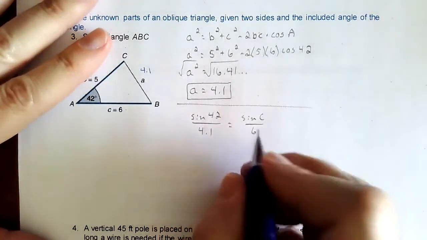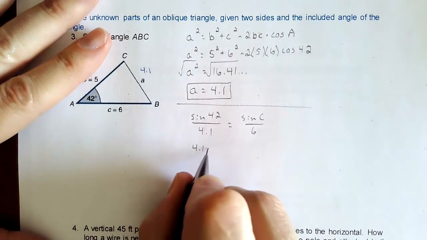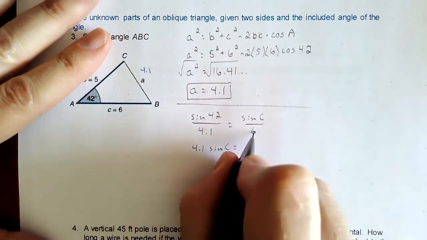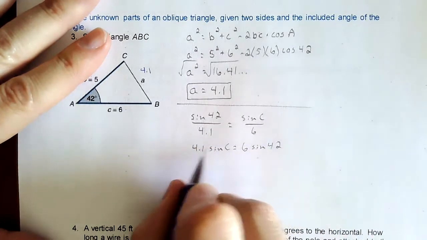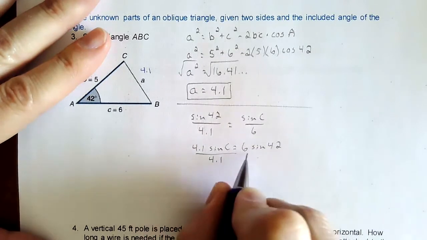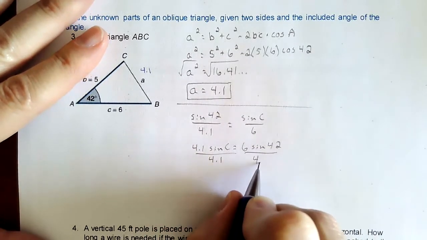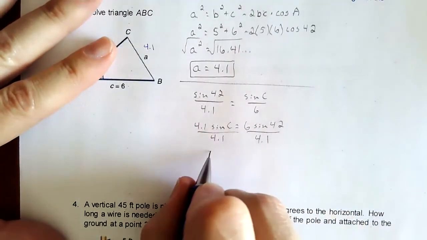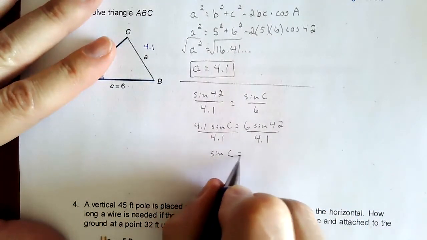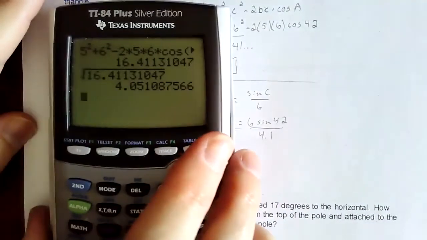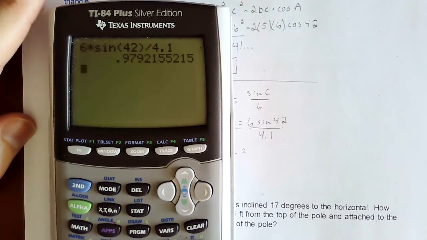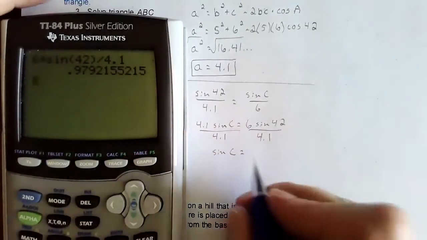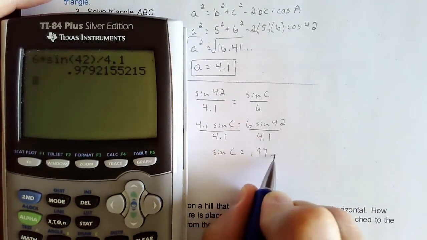All right, so I cross multiply. I have 4.1 times sine of C equals 6 times sine of 42. I'm going to divide by 4.1 to get the sine of C by itself, trying to eventually get C by itself. So I'm sitting with sine of C equals some decimal. I don't know what that decimal is, but we're going to take 6 times sine of 42 divided by 4.1. Okay, 0.97 blah, blah, blah.